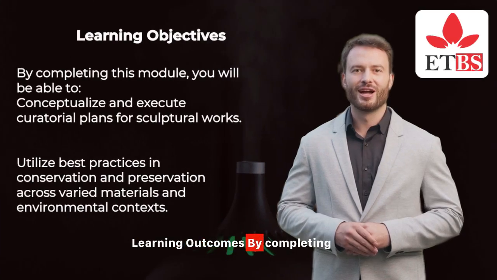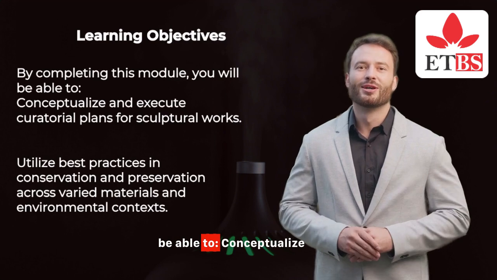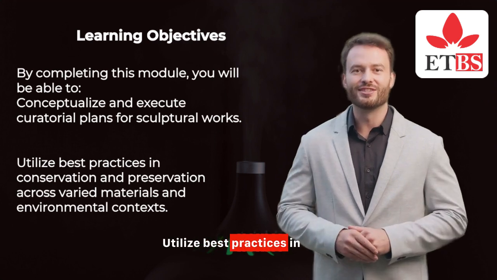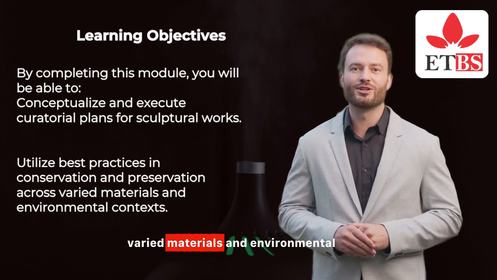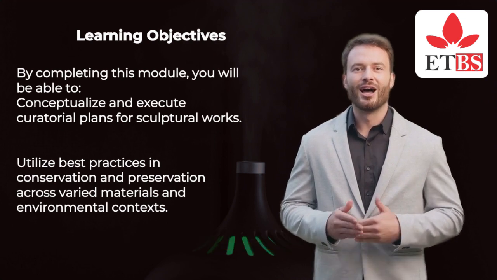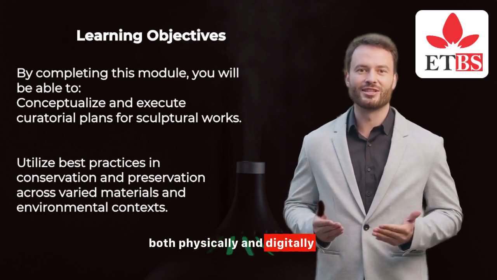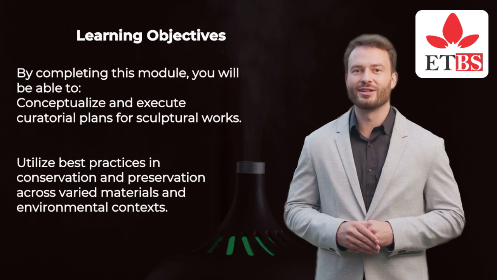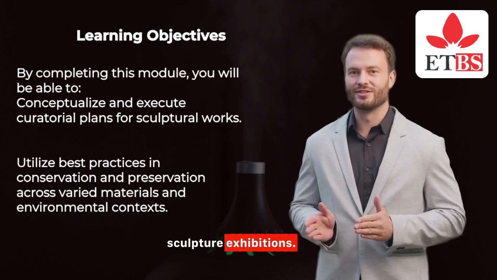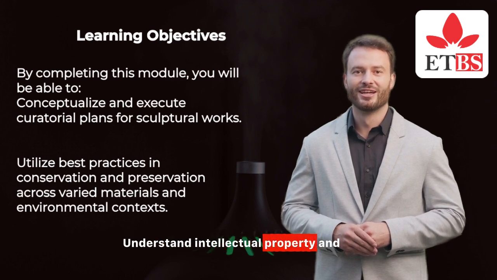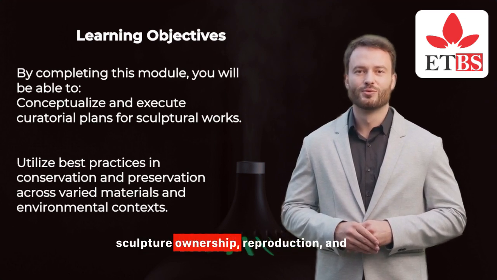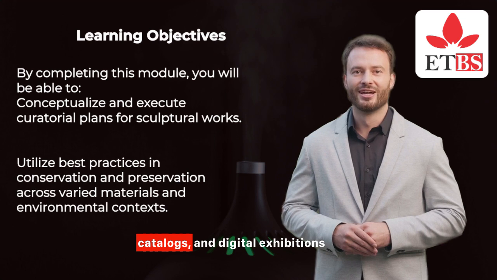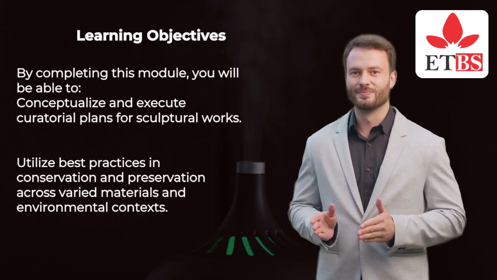Learning outcomes. By completing this module, you will be able to conceptualize and execute curatorial plans for sculptural works, utilize best practices in conservation and preservation across varied materials and environmental contexts, archive and document works both physically and digitally using global standards, and evaluate the impact of lighting, space, audience interaction, and thematic coherence in sculpture exhibitions. Understand intellectual property and legal issues related to sculpture ownership, reproduction, and public display. Develop artist statements, portfolios, catalogs, and digital exhibitions for broad dissemination.